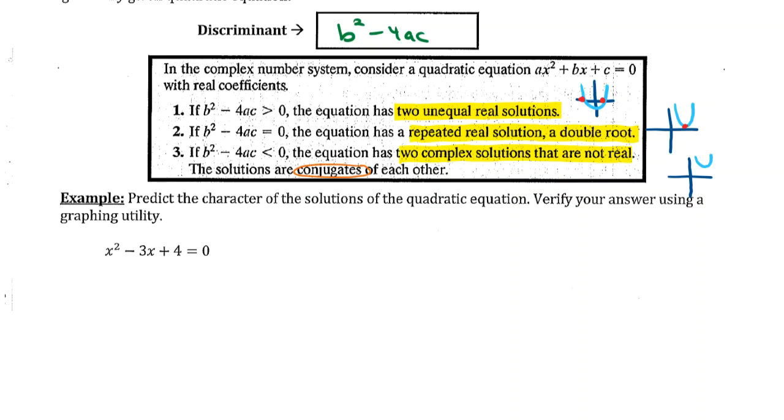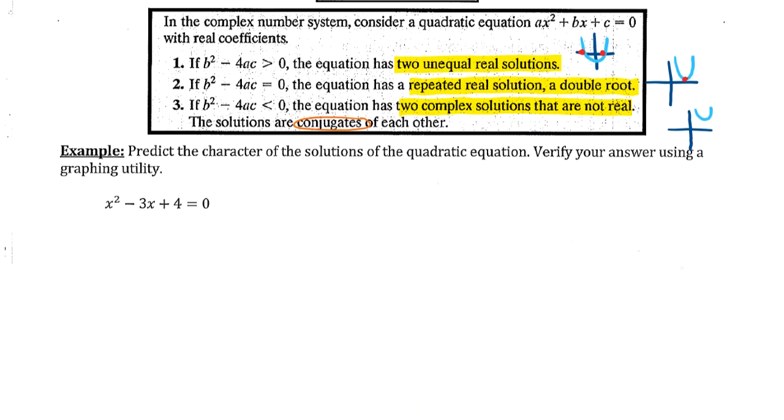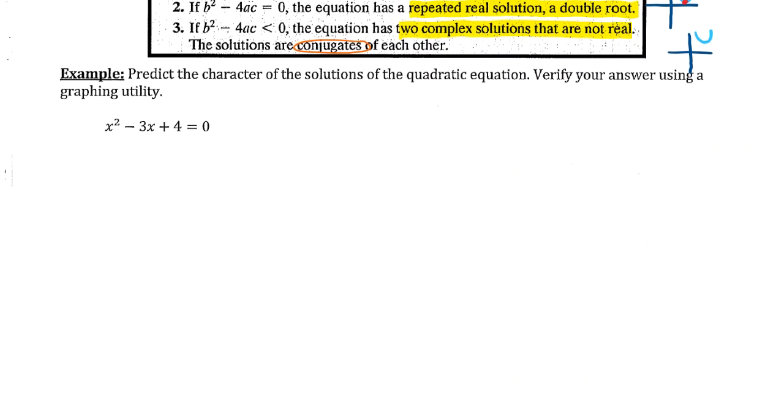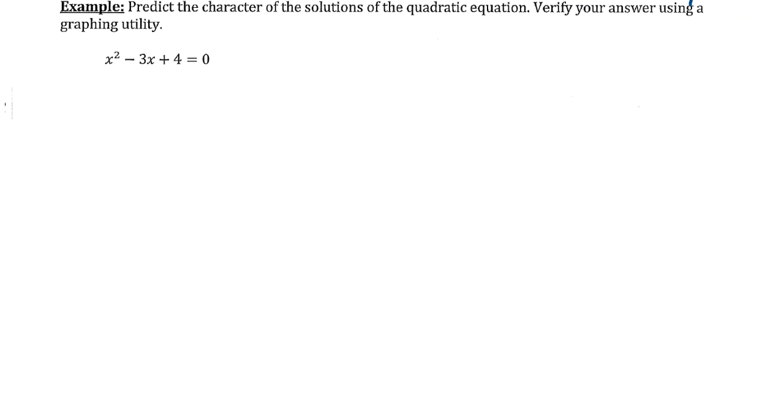So with all this in mind, I'd like us to work on this example here in this video. It says predict the character of the solutions of the quadratic equation, and wants us to verify the answer using a graphing utility. So first of all, I want to point out that this quadratic equation is in standard form. And for that reason, we're going to need values of a, b, and c. So let's pluck those out. Value of a is 1. That's the coefficient of x squared. Value of b is negative 3. And then the value of c is 4.